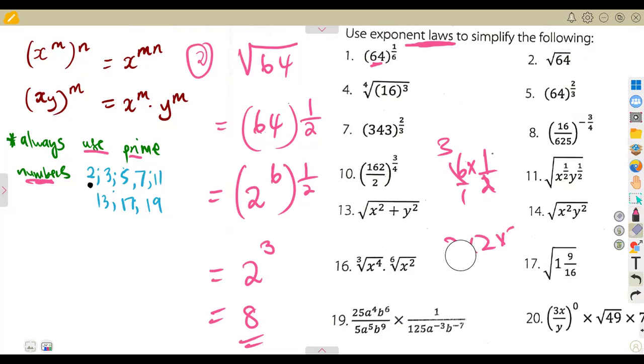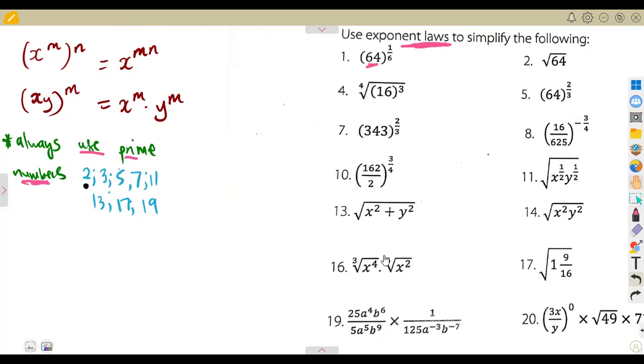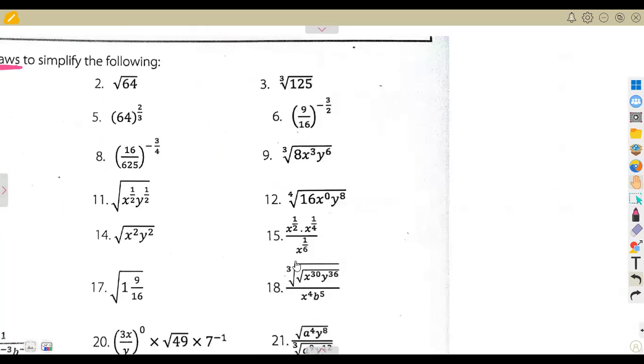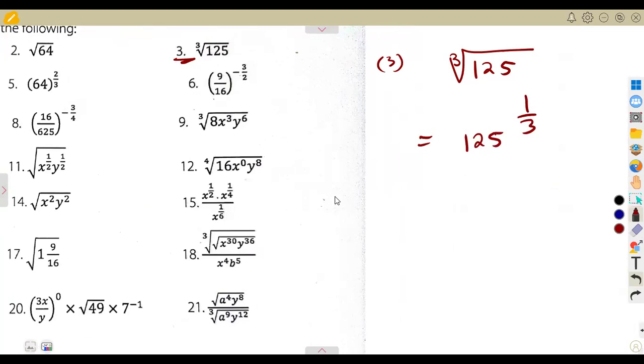So you are not supposed to use a calculator in these simplifications. It's all about the laws. Everything that you're going to do is supposed to be guided by the laws. We know that the cube root of 125 is 5, but they do not want you to do that. They want you to properly solve until you get that. So number 3, we are given the cube root of 125. The cube root of 125 is the same as 125 to the exponent of 1/3.